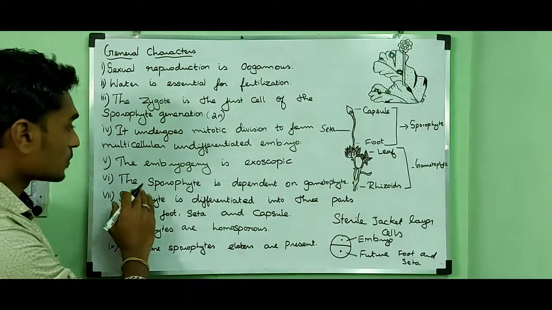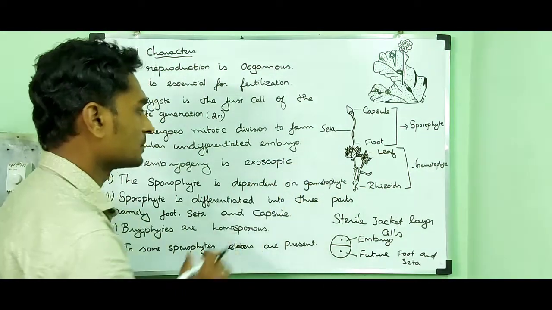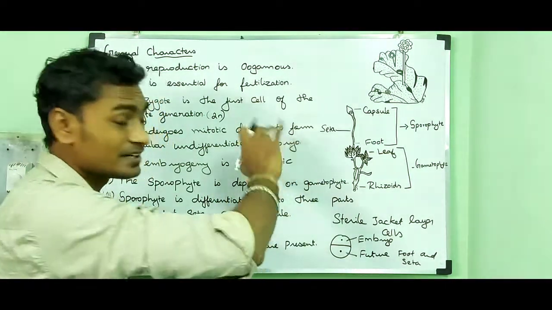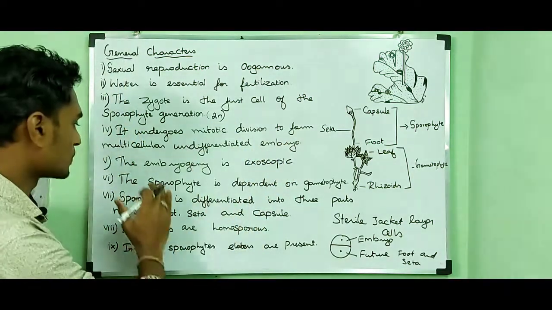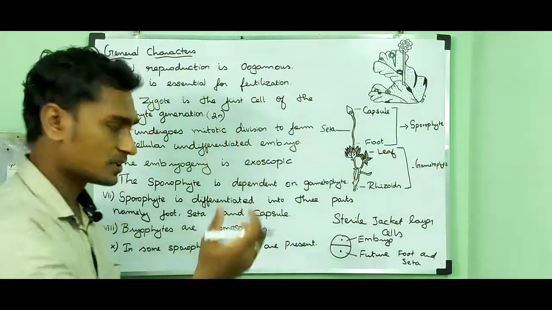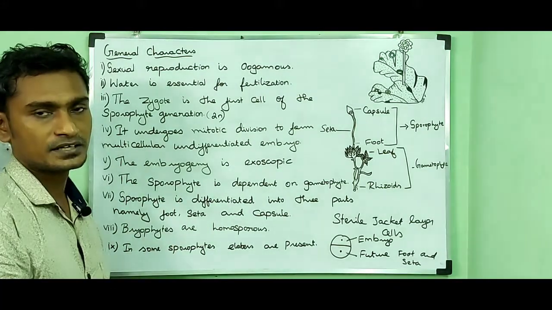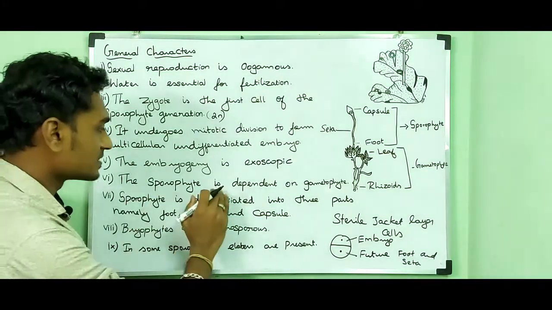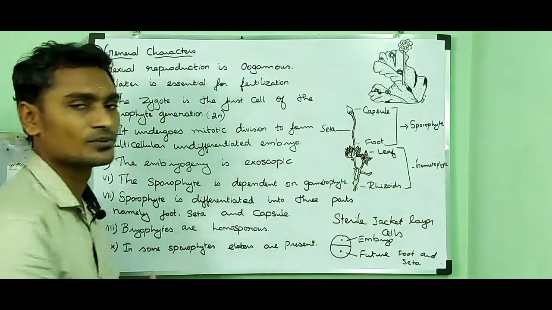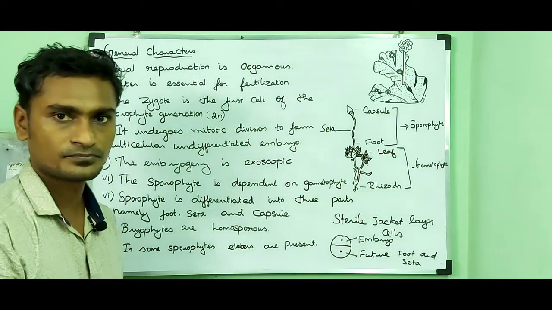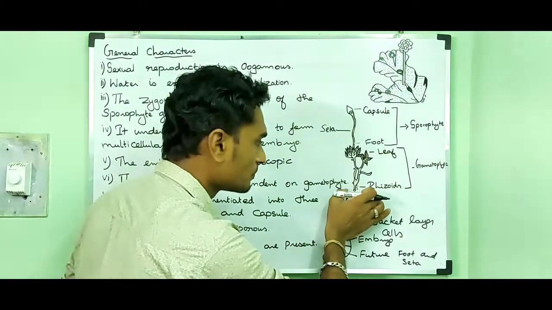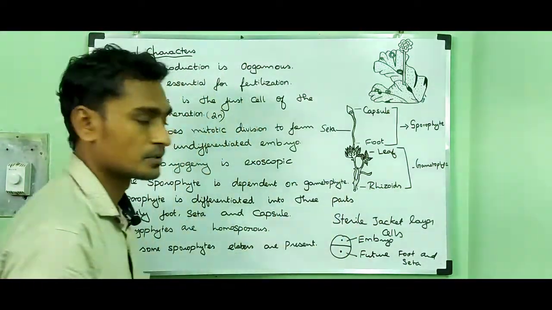Then the sporophyte is dependent on the gametophyte. This embryo develops into what? That embryo develops into a sporophyte. The sporophyte is dependent on the gametophyte. So this is the gametophyte, and this is the sporophyte. This is actually a moss, a bryophyte.